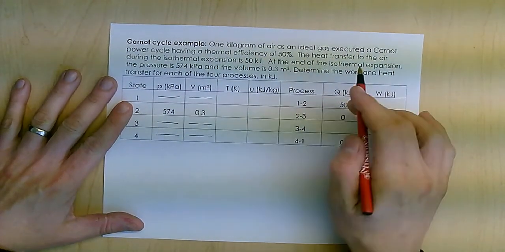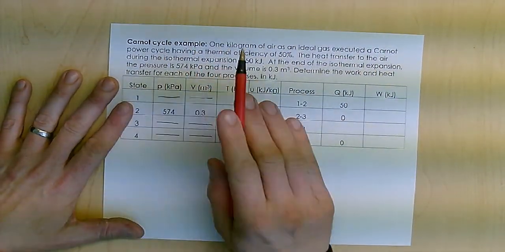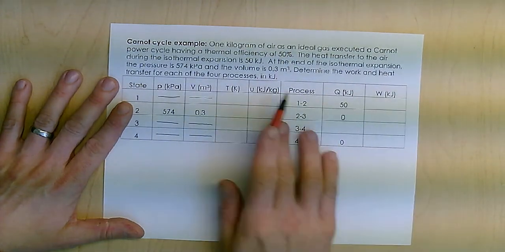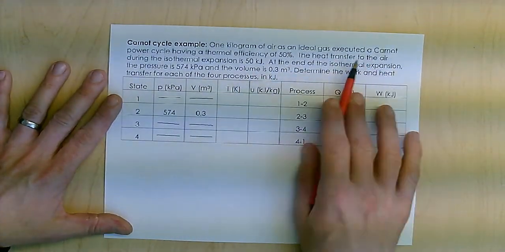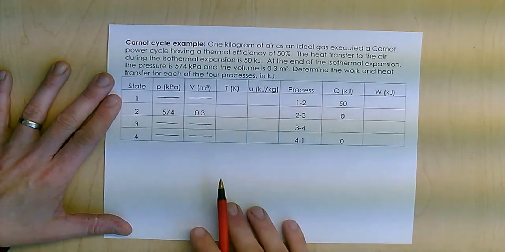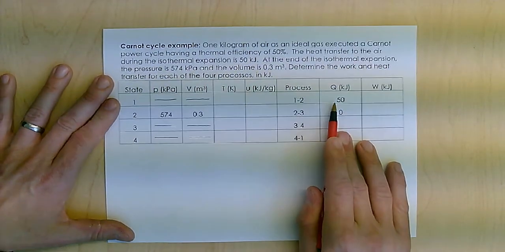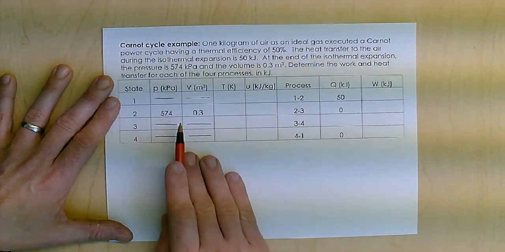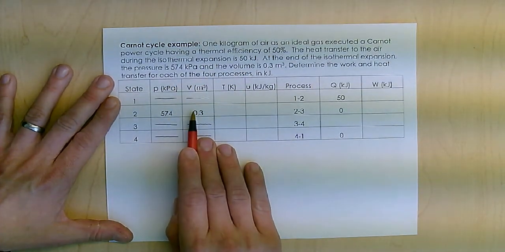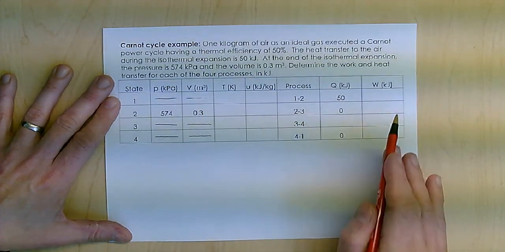Okay, I've got a Carnot cycle with air in it. It's got a thermal efficiency of 50%. I've got a table sitting here, but it's all written up here as well. It says the heat transfer during the isothermal expansion is 50 kilojoules. So that's going to be the first process, 1 to 2. At the end of that, I've got a pressure and a volume given here at state 2. It wants me to find the work and the heat for all these.